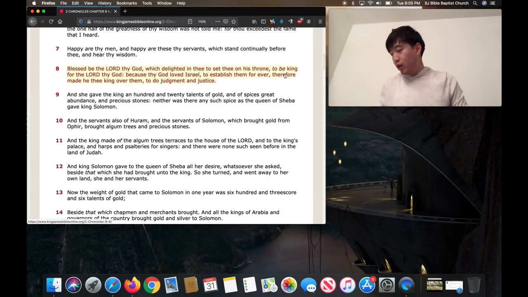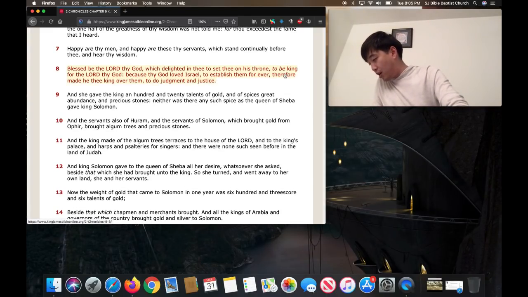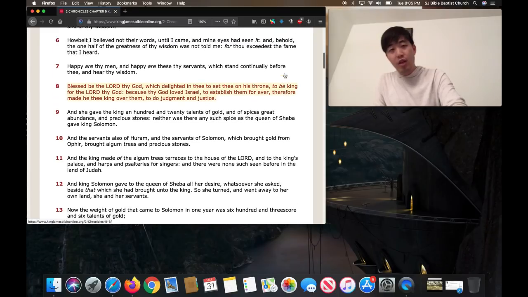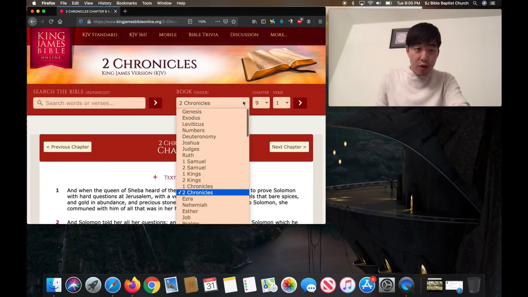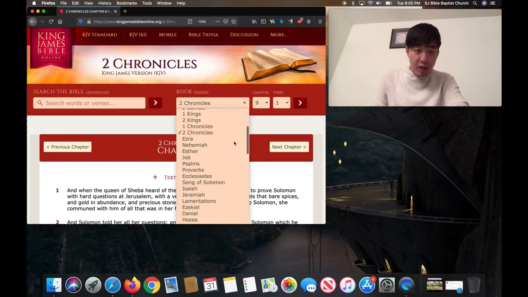Another thing over here is that we're going to look at the book of Ezra chapter 2. Ezra chapter 2, verse 13. Ezra chapter 2. And we'll read verse 13.